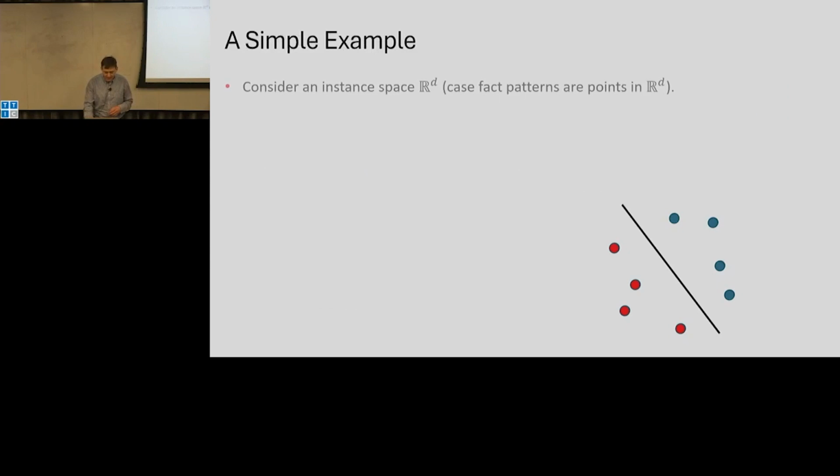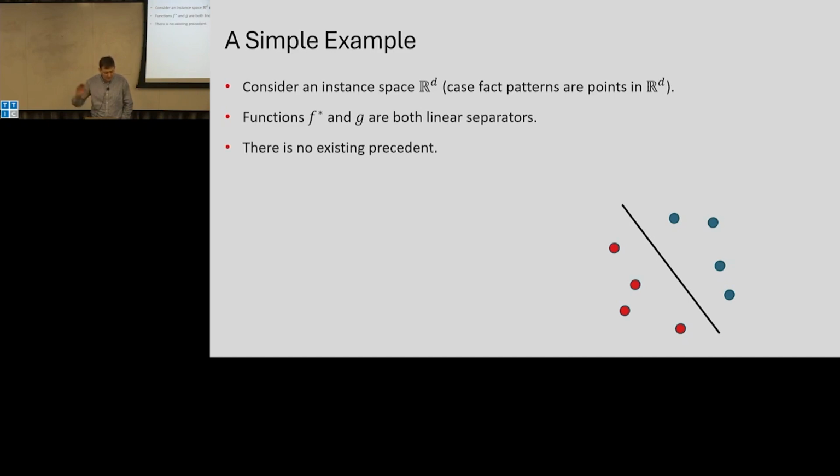So here's a simple example. Maybe the instance, the case, is in R^d, so case fact patterns are d-dimensional points. F star and g are both linear separators. So g is what the litigator wants. F star is how the Supreme Court is deciding things. There's no existing precedent.